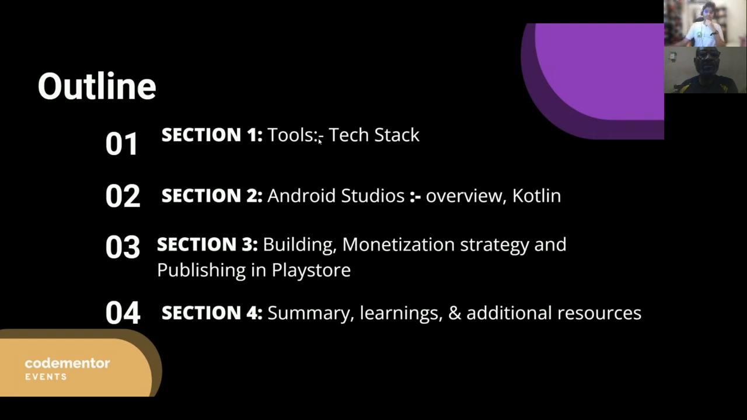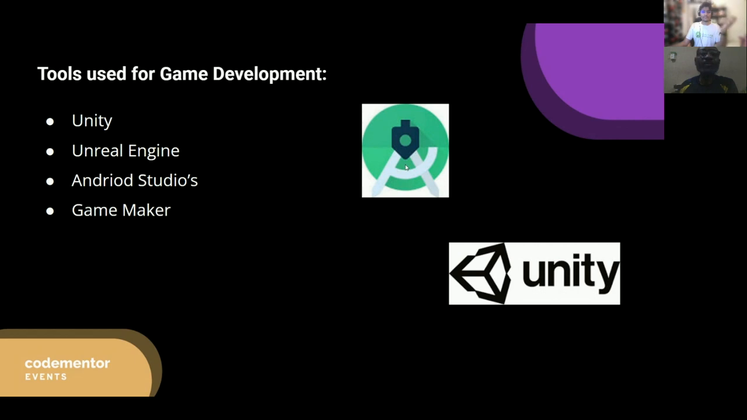So the tools needed for game development are Unity, Unreal Engine, Android Studio, and Game Maker. These are the four tools mostly used for game development. After the COVID pandemic, the game development field has been growing at the speed of 20% per year, and it has a market value of $140 billion. So I hope you will be a part of it after the lecture.